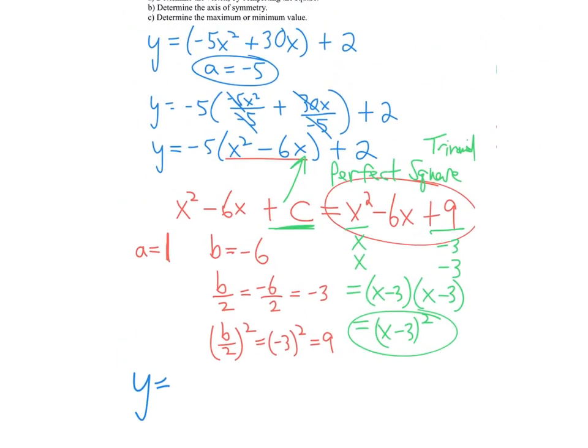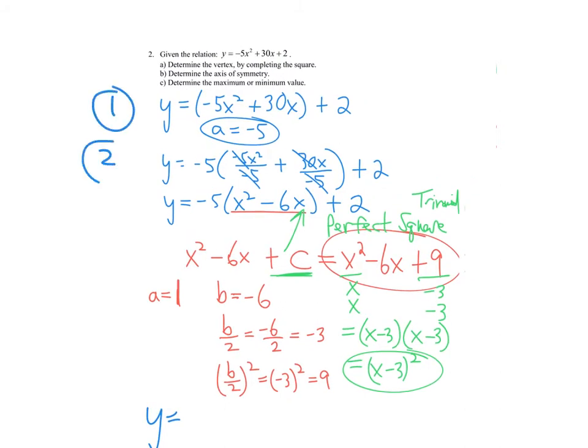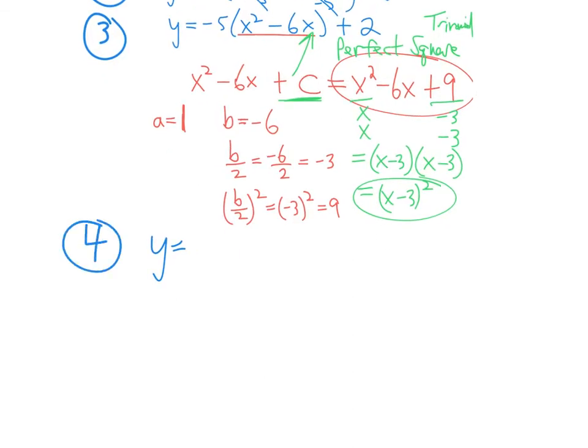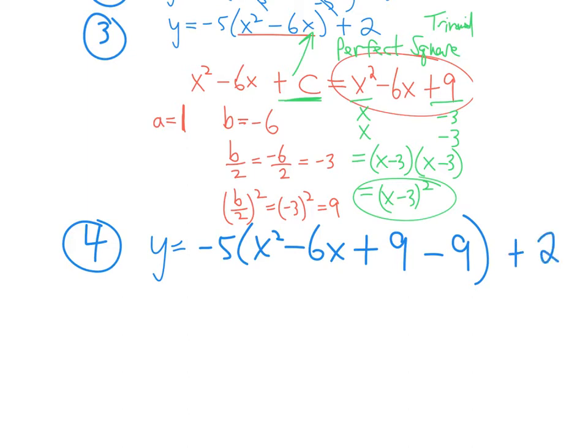So our next line, and maybe we'll number our lines, so line 1, line 2, line 3, and now line 4 of our solution is -5 bracket x squared minus 6x. And recall the 9 would complete the square, but the 9 doesn't exist. So how do we show it, but at the same time continue with the fact that it doesn't exist? Line 4 has to equal line 3. So the way we do that is by adding it and subtracting it. Technically 9 minus 9 is 0, it's not there. And the plus 2 remains on the outside.